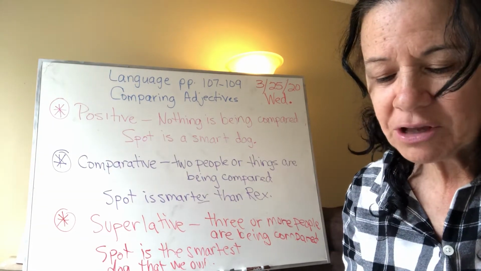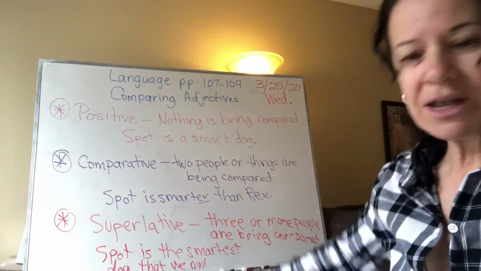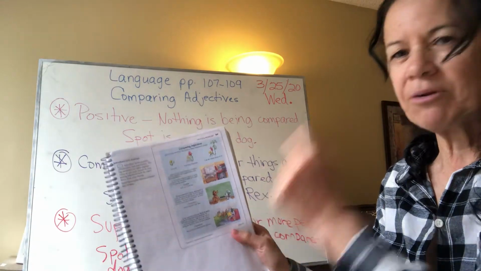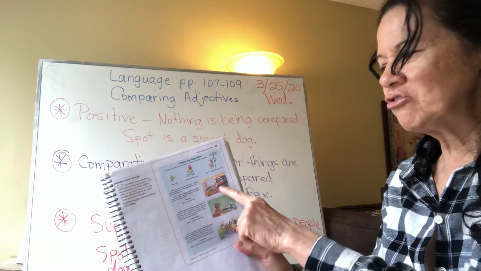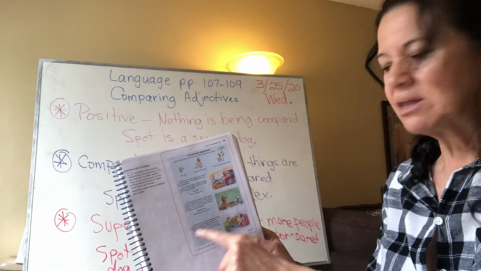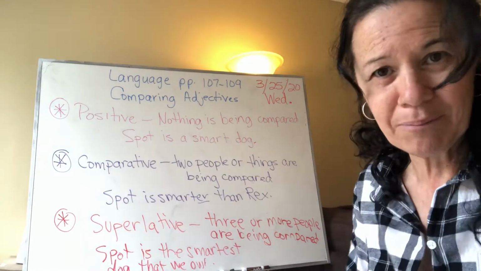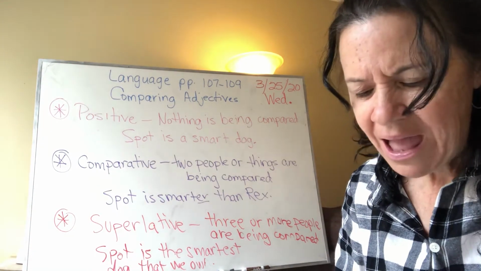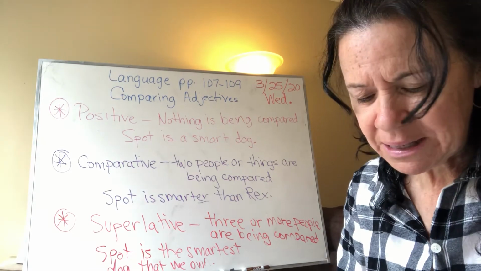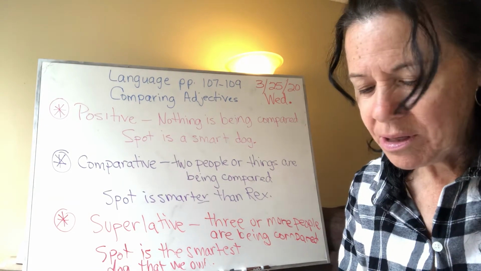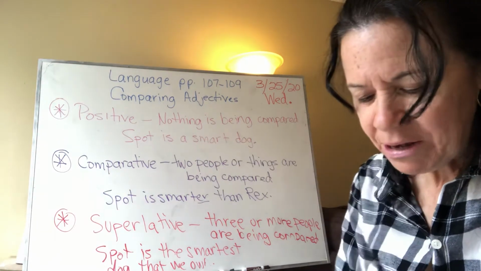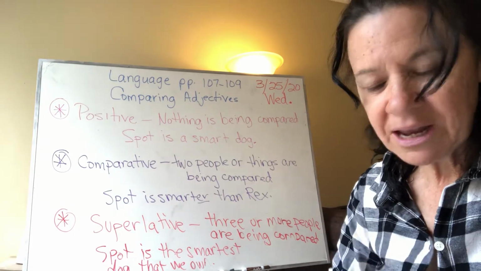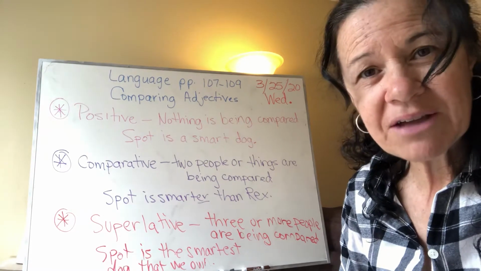Now, if you look at the board, I've written what you have here: the positive, the comparative, and the superlative. As we go over these, make sure that you look at the picture, the illustration, because that will help you understand what is being compared. Okay? Now, it says adjectives have three degrees of comparison: the positive, at the top, the comparative, and the superlative. So let's look at each of these and look at the picture next to it.